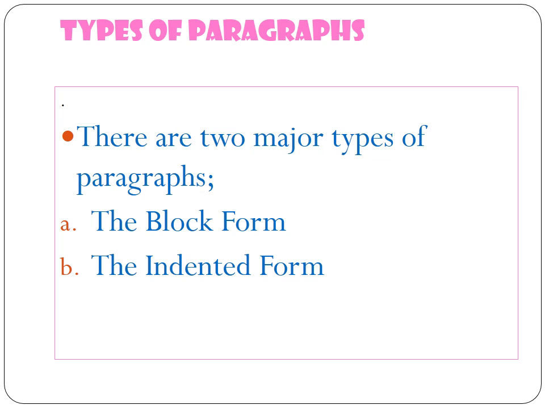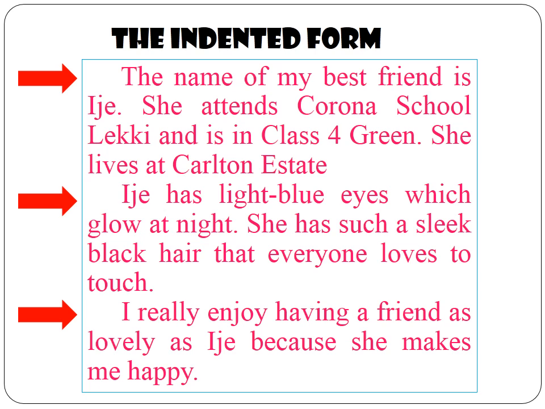There are two major types of paragraphs, the block form and the indented form. The block form of paragraph can be found in text. In Corona School, we use the indented form. In the indented form of writing a paragraph, we do not skip lines. A little space is left at the first line of this paragraph. Use your finger spacing method. In the sample paragraph here, you see the margin and you can see the space left at the beginning of each paragraph.